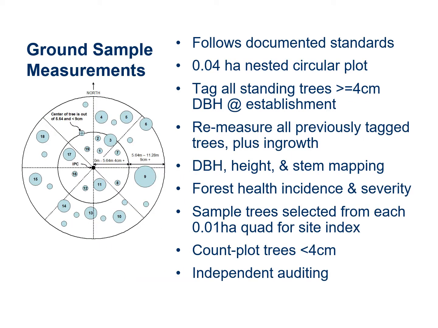The establishment of ground samples follows documented standards. In addition, forest health training is offered most years by regional forest health specialists to contractors awarded field sampling contracts. Each YSM ground sample is established as a nested circular plot where trees at least 4 centimeters in DBH are permanently tagged and remeasured. Every tree is stem mapped and measured for diameter, height, and is assessed for forest health damage agents and severity. Sample trees are selected to obtain site index estimates for all major species. Finally, a subset of measured ground samples undergo independent audits to ensure quality measurement standards are met.